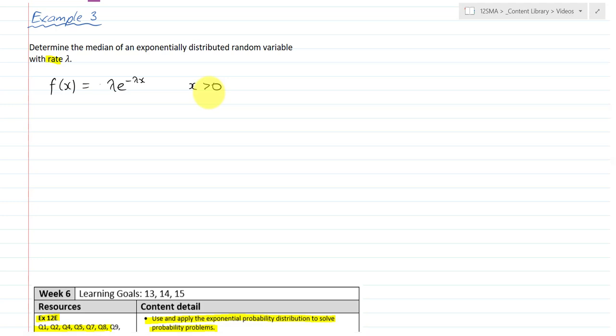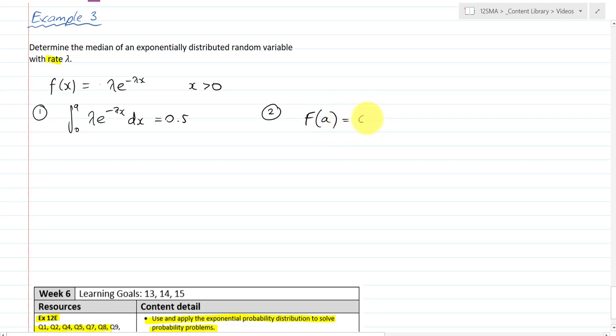But we're trying to find the median. So the median will be the value where 50% of the data lies below the median. There's two ways of doing this. One would be, for what value a does the integral from 0 to a of lambda e to the negative lambda x dx equal 0.5? Or two, for what value of a does the cumulative distribution function f of a equal 0.5? And of course the cumulative distribution function is 1 minus e to the negative lambda x. What does that equal? 0.5.